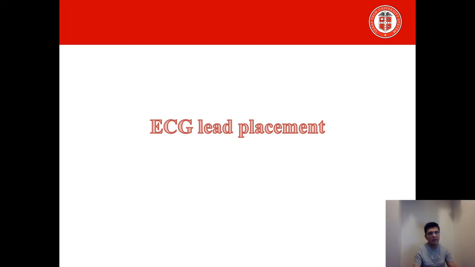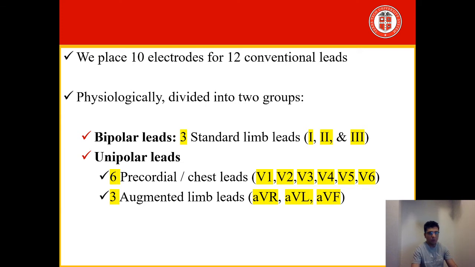Now, this is the big thing coming up. ECG lead placement, because you are going to do it for your practicum. In total, as you have seen on the slide, you have to place 10 electrodes on the chest, which represents a total of 12 conventional leads. So you have to put 10 electrodes in the form of stickers at different points of the chest of your patient. And how and where we are going to put all of those, this is coming up.